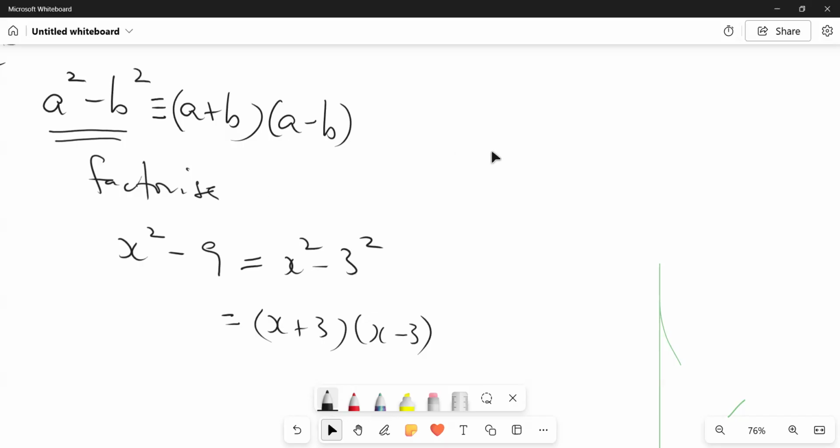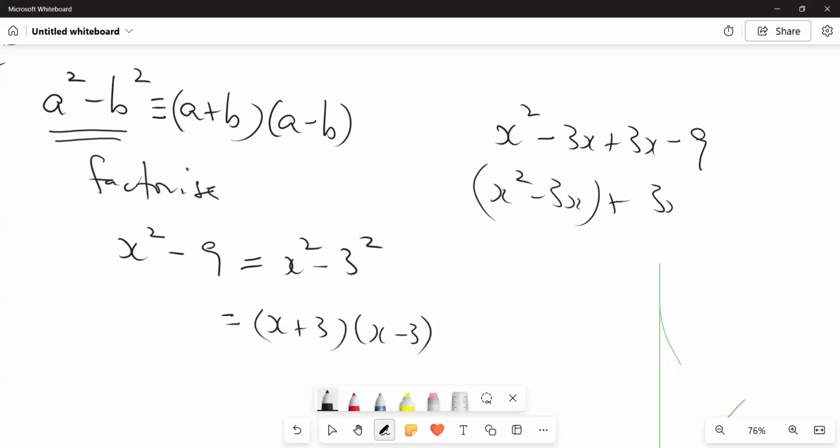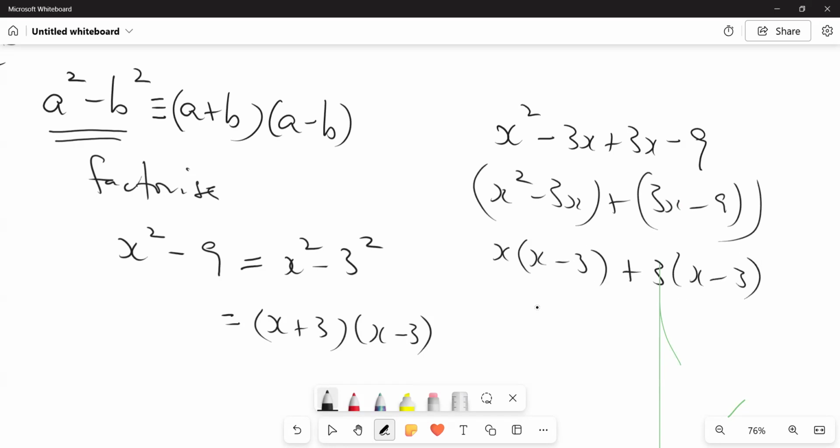Of course, if you don't know how, you can actually do the longer way, where you look for two numbers, when you add them, they're 0, and when you multiply them, you get minus 9, which is 3 and minus 3. And you go the long process. Just in case, x squared minus 3x plus 3x minus 9. Pair them off. Take out x, you get x minus 3. Take out 3, you get x minus 3. Pull that to the front, you get that.